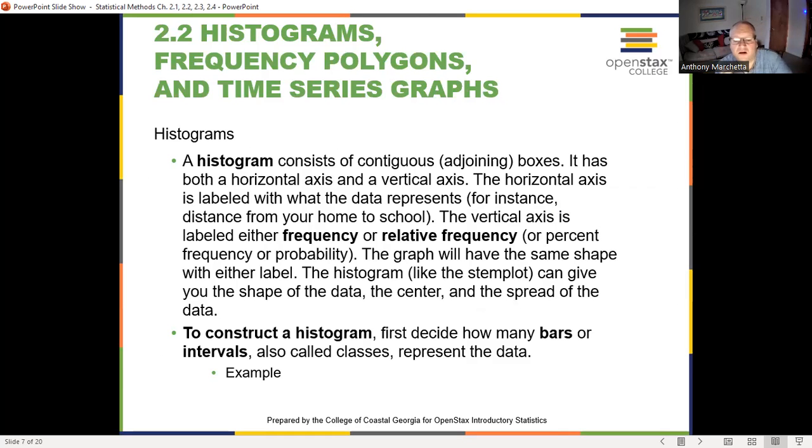It has both a horizontal axis and a vertical axis, and the horizontal axis is labeled with the data that it represents, just like the bar graph, and the vertical axis is labeled with frequency or relative frequency. The graph will have the same shape with either label, and the histogram, like the stem plot, can give you the shape of the data. Remember when I drew that line? The center spread of your data. So to construct a histogram, first decide how many bars or intervals, also called classes, you could use to represent the data.